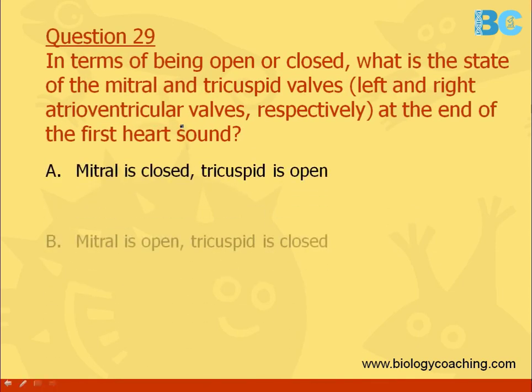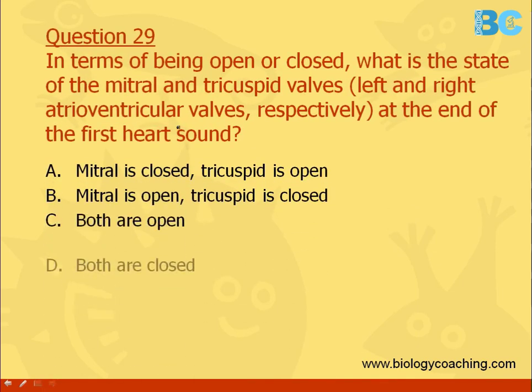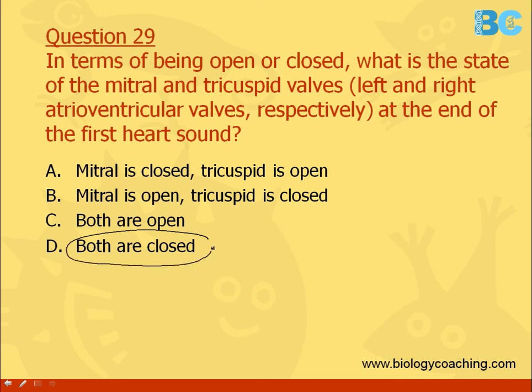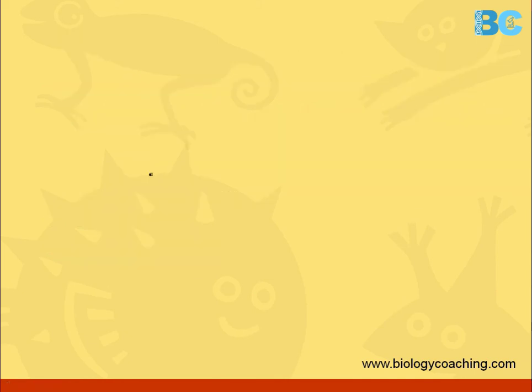In terms of being open or closed, what is the state of the mitral and tricuspid valves, the left and right atrioventricular valves respectively, at the end of the first heart sound? It is that both are closed, because the lub sound is there when both the atrioventricular valves are closed. So the option is that both the atrioventricular valves are closed.